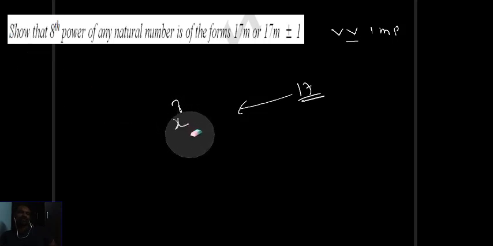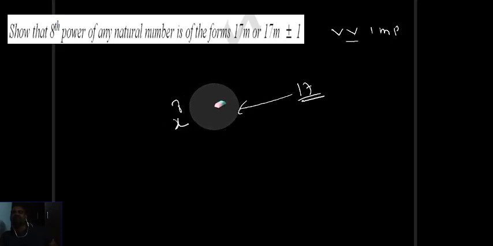Any number to the power 8 should have the form 17m or 17m plus or minus 1. But any number of the form 17m or 17m plus 1, you can't always write in the form of x power 8.